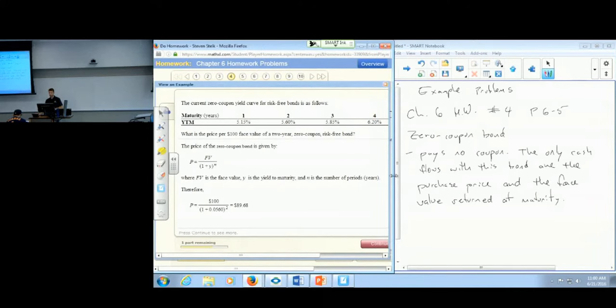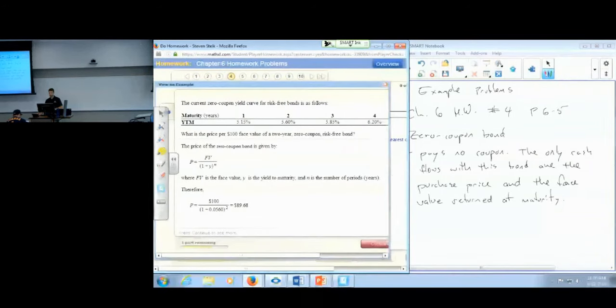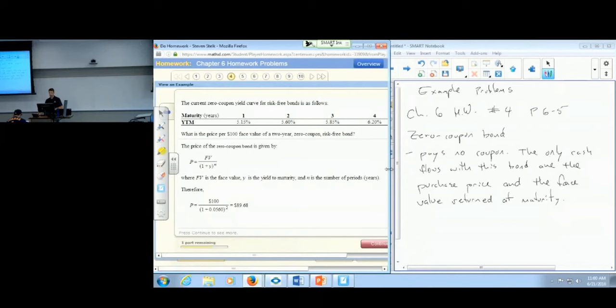All right, here's the setup for number 4. Is that all of it? Yeah, that's all of it. It says the zero coupon yield curve for risk-free bonds is as follows. On the top, we've got maturity in years, 1, 2, 3, and 4, and then YTM, or yield to maturity, for each one of those. And it asks, what is the price per $100 of face value for a 2-year, zero coupon, risk-free bond?